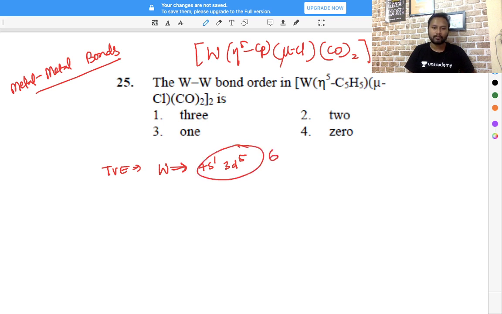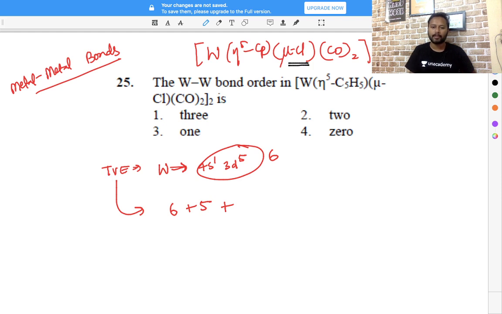Let's try to find out the total valence electrons. That will be calculated by these 6 electrons from the tungsten. Then eta 5 means it is donating 5 electrons, so this cyclopentadienyl ligand will give you 5 electrons. Whenever you have a bridging halogen, this always gives you 3 electrons.